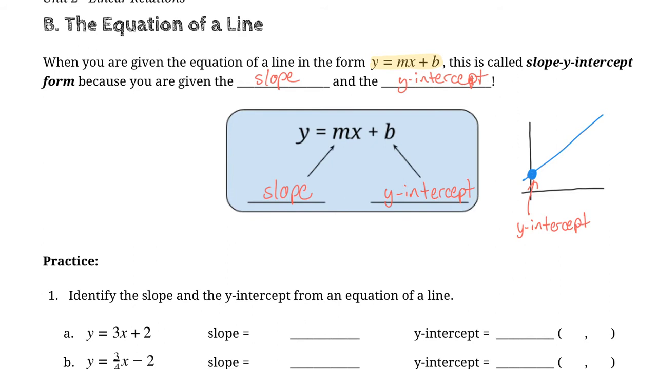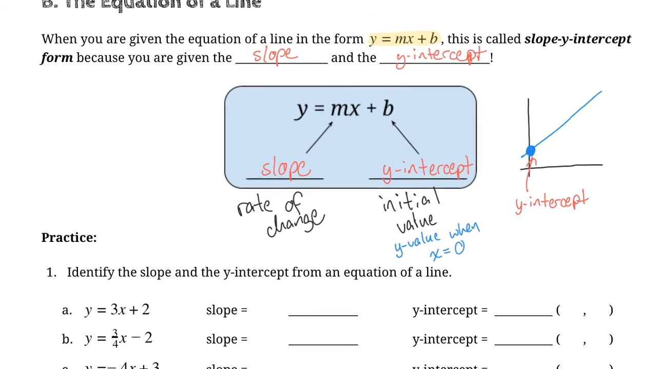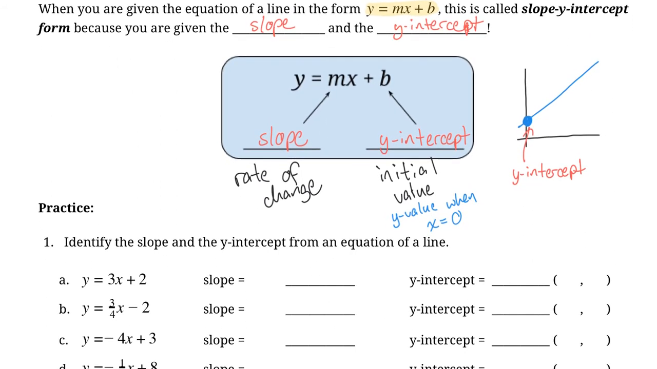Slope is actually the same thing as our rate of change. And you might be more familiar with the y-intercept as the initial value. Or you may have considered it to be the starting point, but it's always going to be that y value when x is 0. So let's look at identifying the slope and the y-intercept from equations.